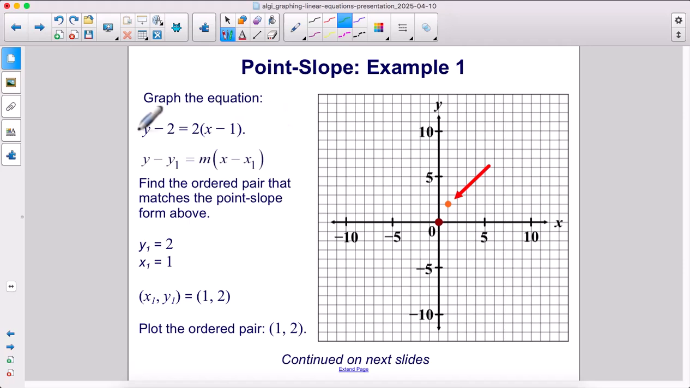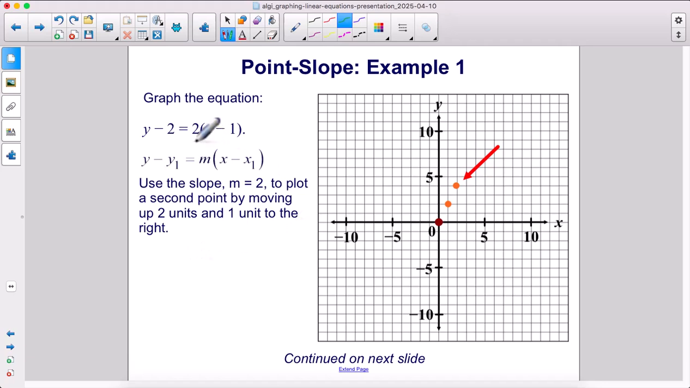Graph the equation y minus 2 equals 2 times x minus 1. All right, so we're going to line this up with the official formula here. We're going to find the ordered pair that matches the point slope form above. So x1 is going to be 1. See how there is a negative sign here? That's just part of the form. The x1 is 1, y1 is 2. So the point 1, 2 is going to be on our line.